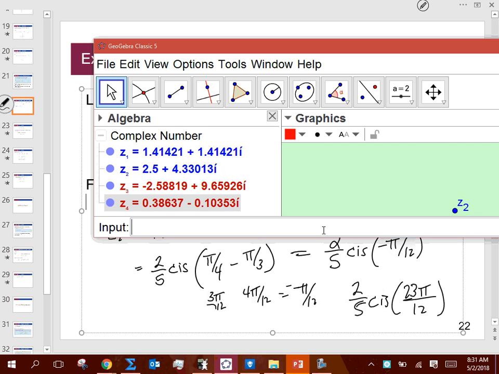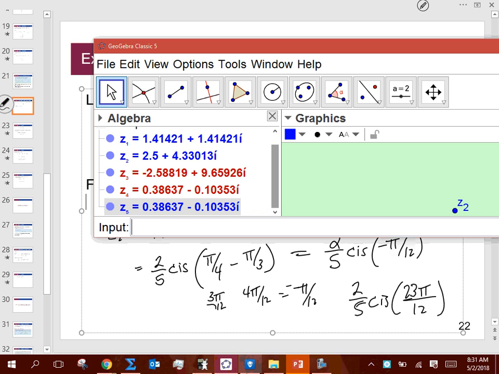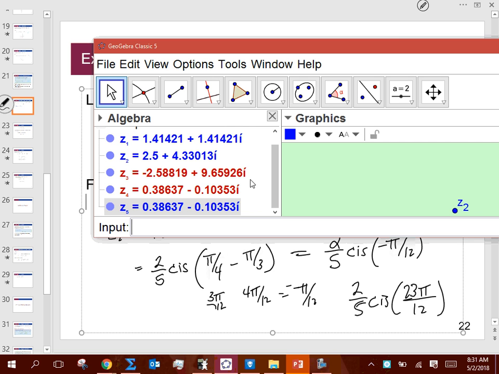If I type in that thing, let's go 2/5 times, okay, cis means cosine of 23 pi over, sorry, 12, plus i times sine of 23 pi over 12. And hopefully it gives us the same thing. And it does. Okay. So just using some technology there to validate what we've done algebraically.